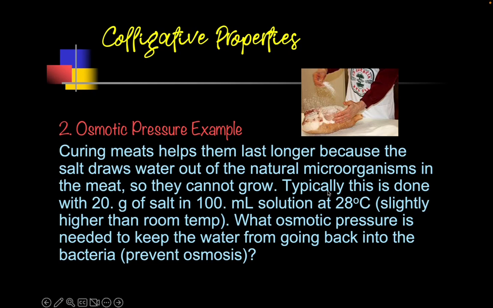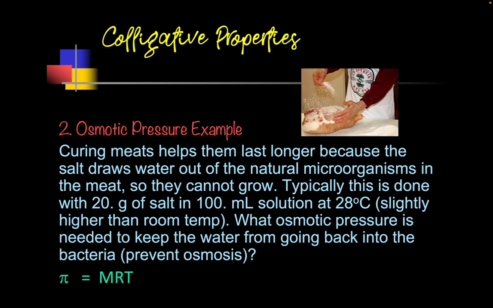So now when people do this either in their homes or at a butcher shop or a deli, they'll take about 20 grams of salt, just table salt, sodium chloride, in 100 milliliters of solution. So they'll put some water in that, a little bit higher than room temperature, to get that all to dissolve. And then they usually vacuum seal it. That vacuum seal builds up a whole bunch of pressure. And that pressure is really osmotic pressure that keeps the water that's naturally in the meat from going back into that bacteria. So that pressure is preventing osmosis.